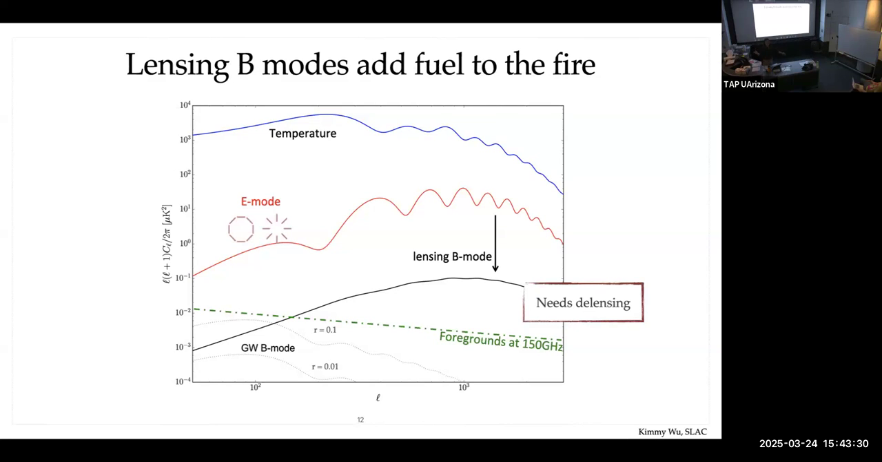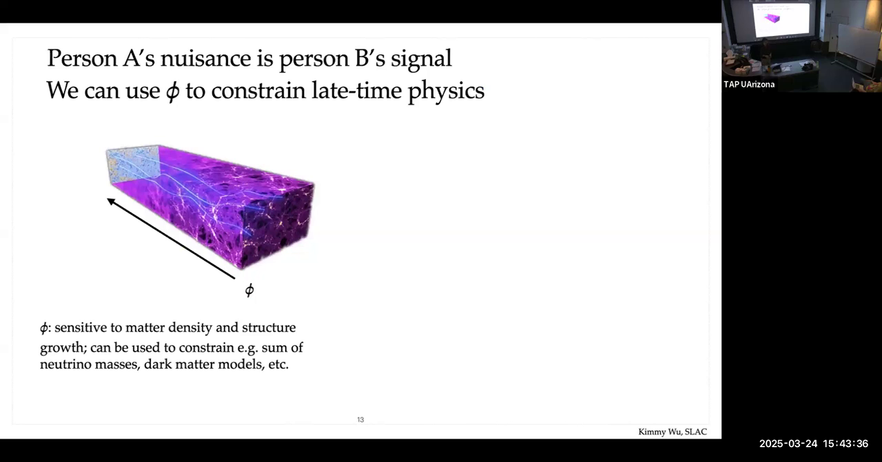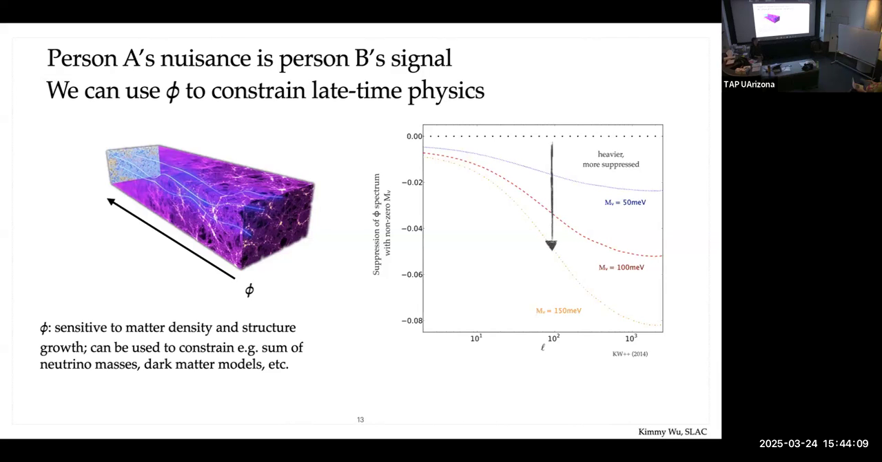Now, I described lensing as this contaminant to the r measurements, but as many of you know, person A's signal is person B's noise is person B's signal. So in this case, phi is also in the same category. Phi itself, the CMB lensing potential, can be well used to constrain late time physics, in this case, redshift 1 or 2 physics, where the CMB lensing redshift kernel peaks. In particular, it is sensitive to matter density and structure growth, and can be used to constrain, for example, the sum of neutrino masses and various dark matter models.